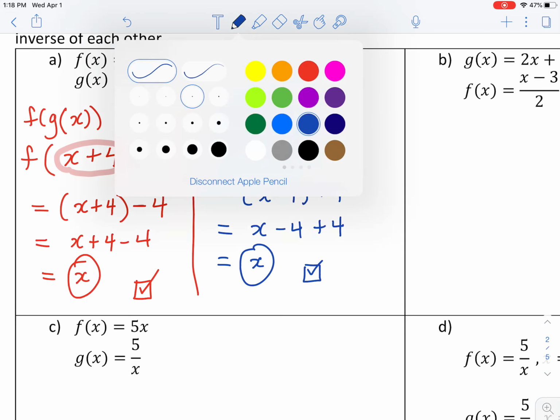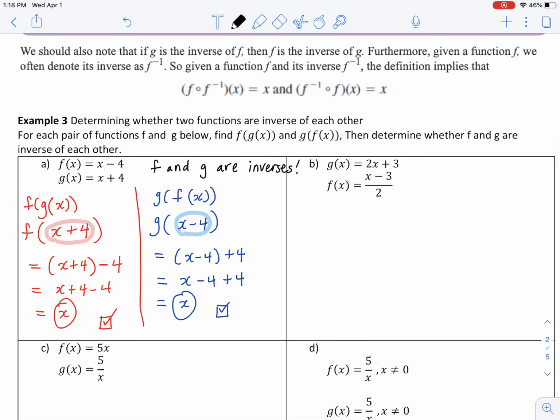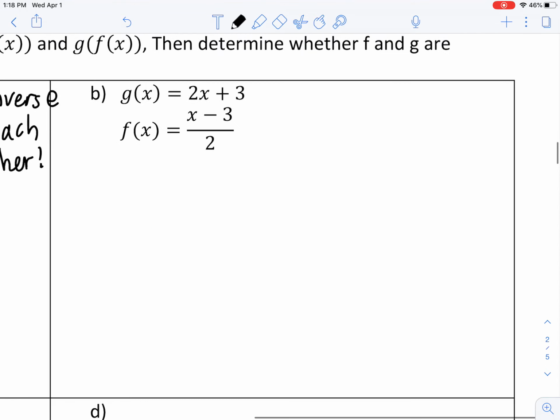So if both of these compositions come out to be x, then you get to write the conclusion: f and g are inverses. Is that a word? Inverse? Okay, I'm not going to say inverses. I will say inverse of each other. Okay, so let's try three more. And you will see sometimes they're not inverses of each other.